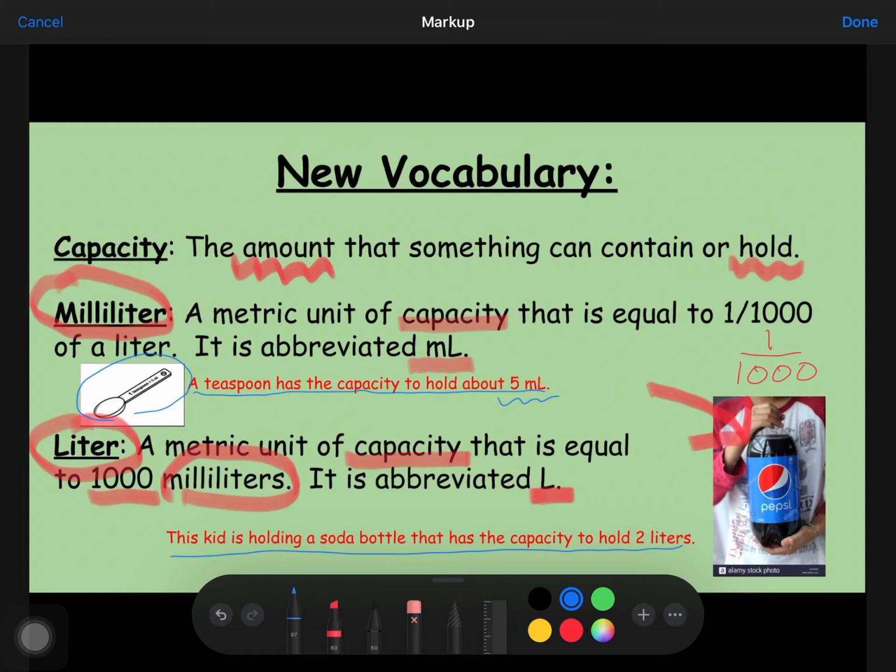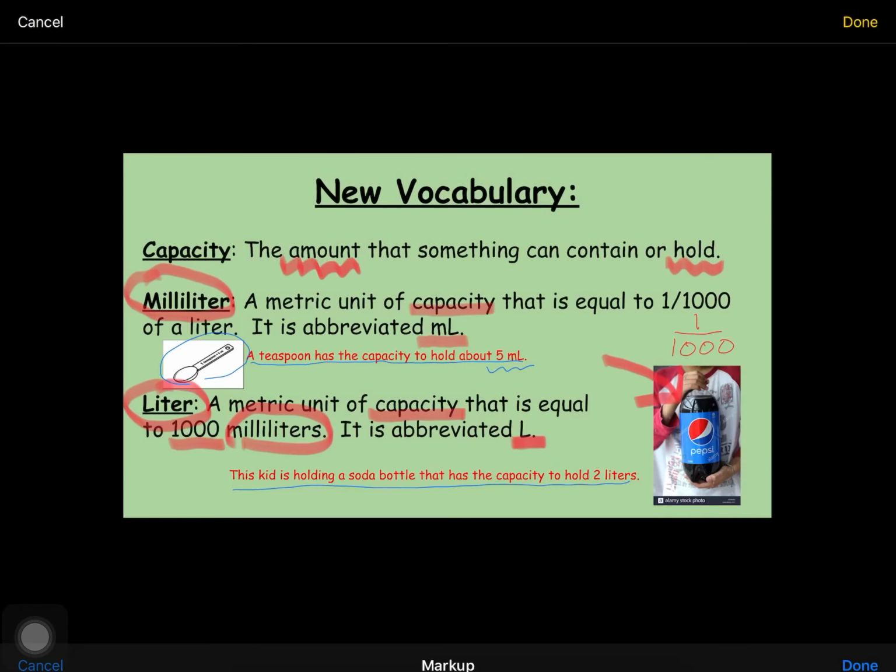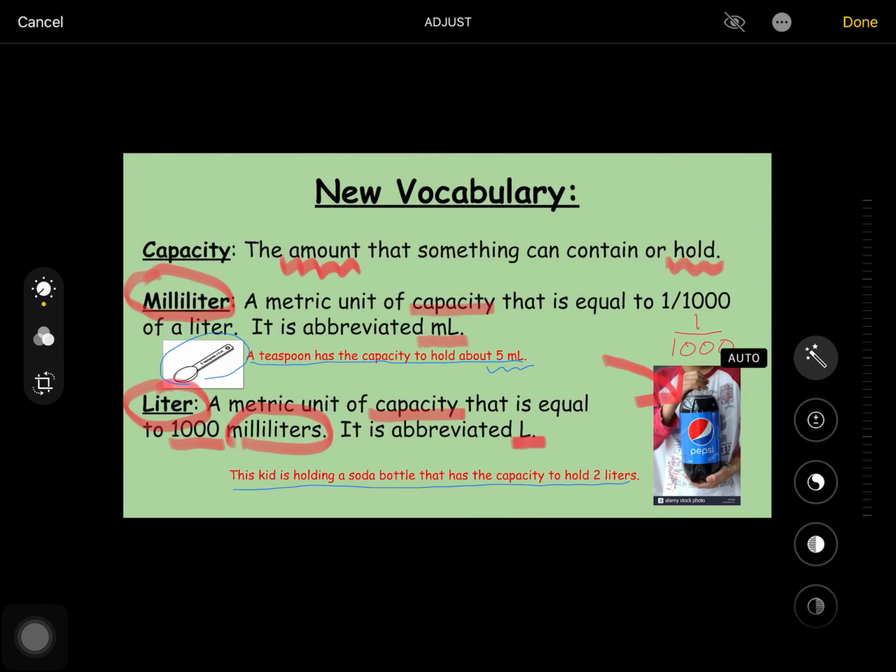You might hear your parents saying, hey, when you go to the store, can you please pick up a 2 liter of soda? That's what that means. This is 2 liters, okay? So we're going to be using milliliters and liters to measure capacity, okay?